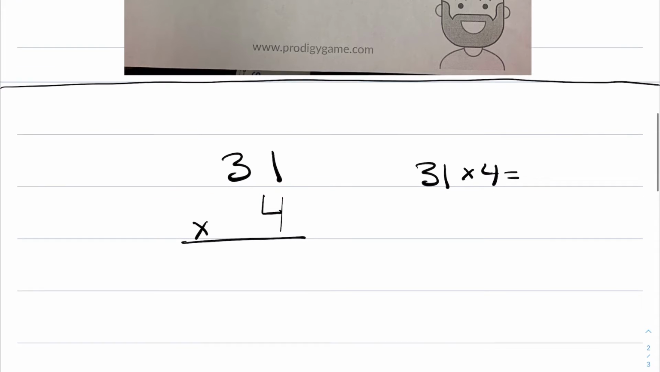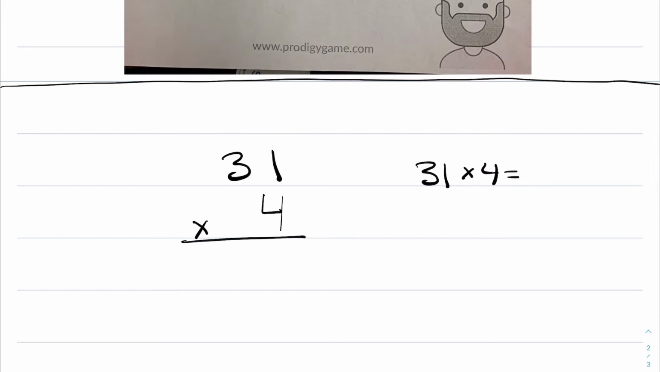Our first example, we have 31 times 4. You might see it written a couple different ways. So we have it stacked here and we have it side by side. When doing multi-digit multiplication, I would recommend stacking your numbers and putting the one with more digits on top. Like in our case here, the 31 has 2 digits, so we put that on top of the 4.